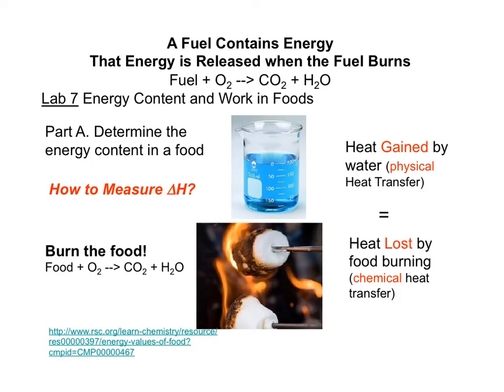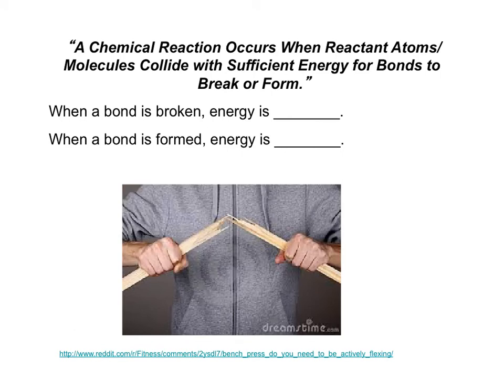When a fuel burns, such as food, energy is released, that is, the reaction is exothermic. We can take advantage of the heat lost by that exothermic reaction to heat up something. Now, a chemical reaction occurs when reactants collide with sufficient energy for bonds to break or form. So stop the video and answer these two questions.